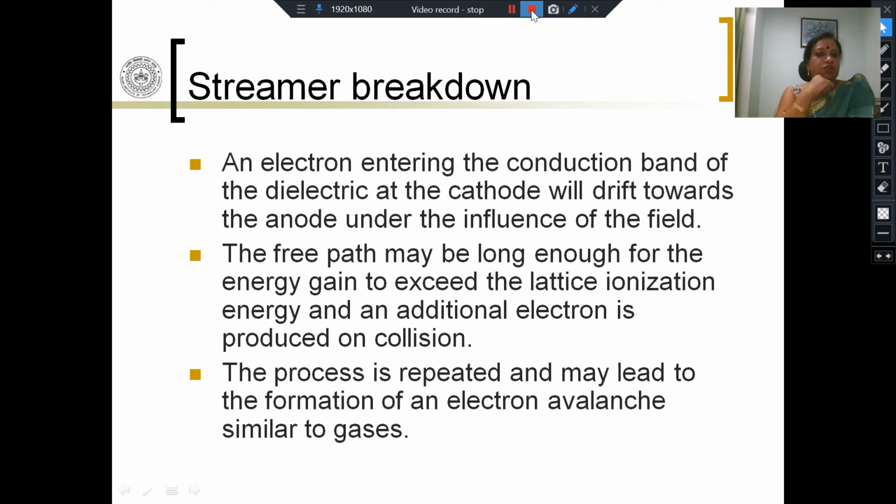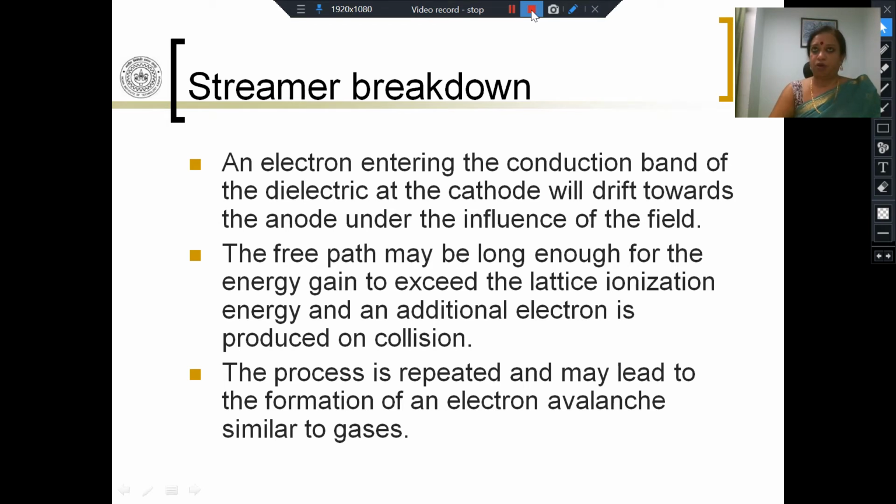So we have talked about the first of the processes, short-term breakdown processes, that is your intrinsic breakdown. Next we come to what is called the avalanche breakdown or the streamer breakdown. In this, we are postulating that a process very similar to the streamer mechanism in gases can be responsible for breakdown in solids as well.